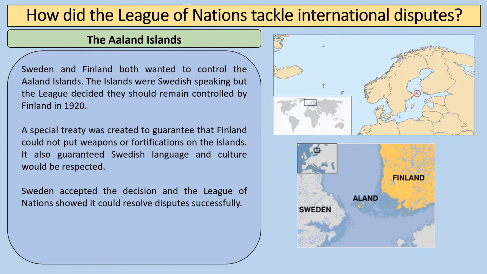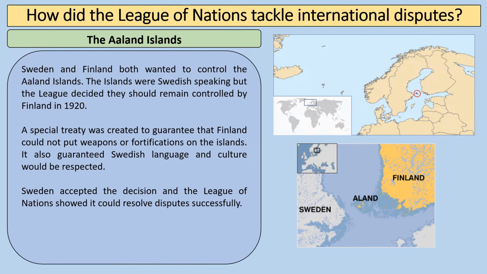So another really good example of the successes of the League of Nations in the 1920s is over the disputed Aland Islands. Now you can see there on the map with the little red circle, that's where the Aland Islands is, and also in that other map just at the bottom, it's between Sweden and Finland, probably about equidistant. Now the islands were Swedish speaking, but the League decided that they should remain controlled by Finland.